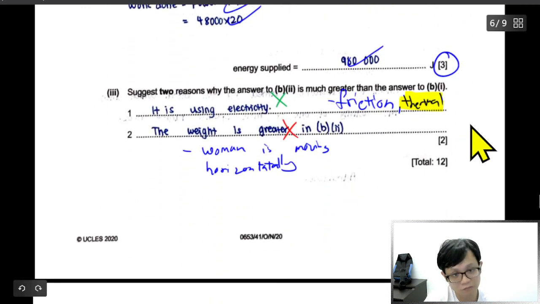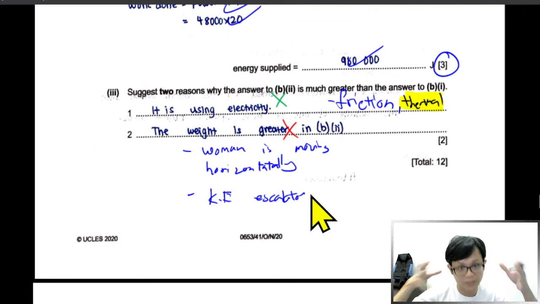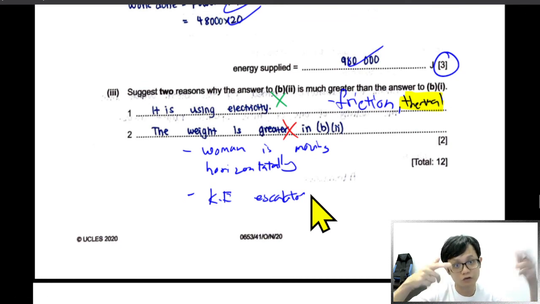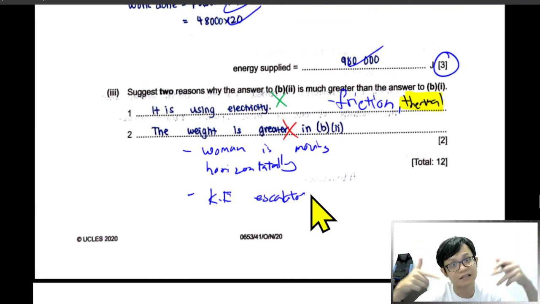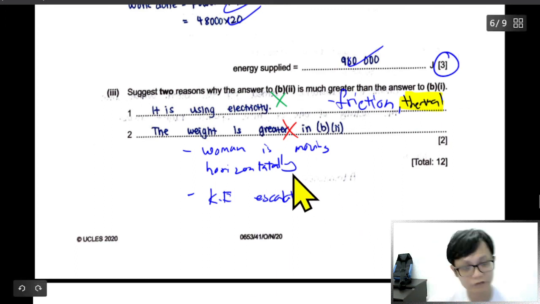One more, I think the most loss is the kinetic energy used for the escalator. The escalator is so heavy, correct or not? It's so big and so heavy. In order to move you up, it needs to move all the stairs as well. So this actually takes a lot of energy. So there's an energy loss. So we always say it's energy loss. Why do we say it's energy loss?